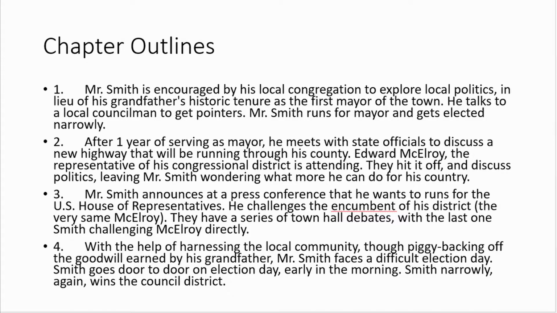Chapter 4. With the help of harnessing the local community through piggybacking off of the goodwill earned by his grandfather, Mr. Smith faces a difficult election day. Smith goes door to door on election day early in the morning. Smith narrowly again wins the council district, or the state of representatives district.